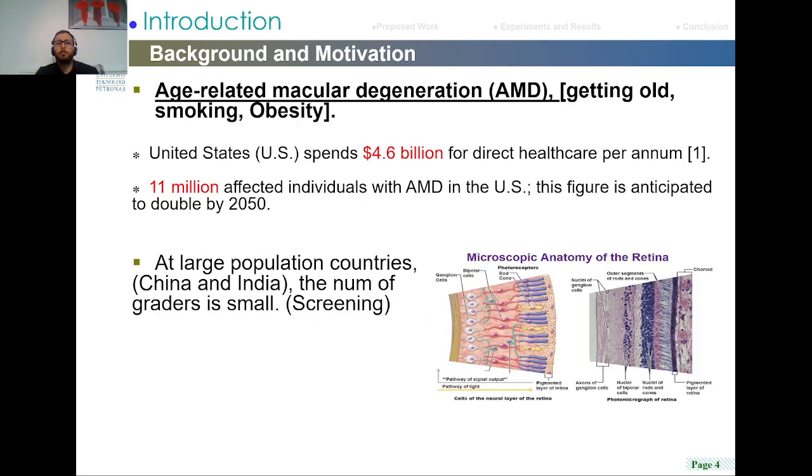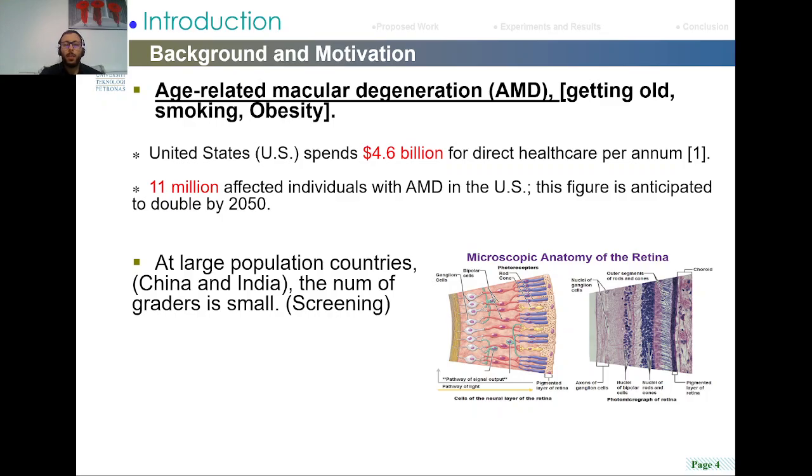Age-related macular degeneration is caused by getting old, obesity and smoking, and that's why it is called age-related. The States usually spend 4.6 billion for direct healthcare per annum. That's in general. And for AMD in the USA, there are about 11 million people affected, so it's quite a big number. And this figure is anticipated to be doubled by 2050.